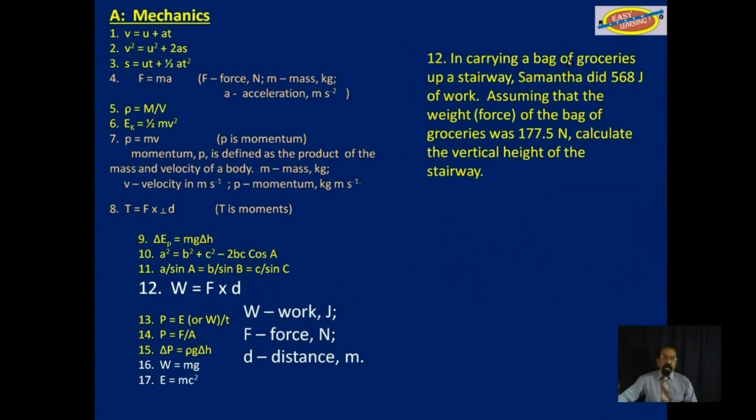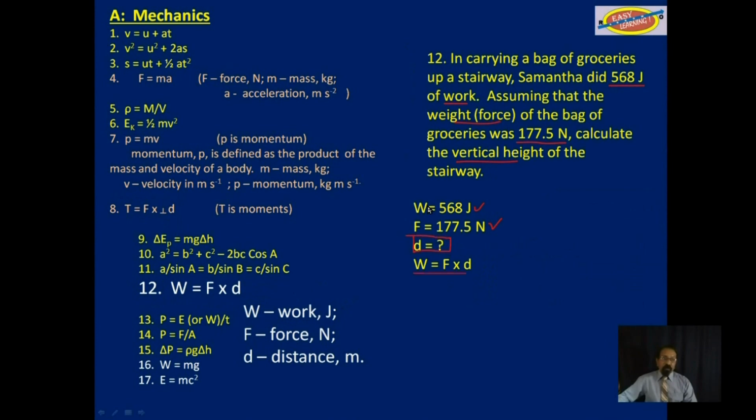In carrying a bag of groceries up a stairway, Samantha did 568 joules of work. Assuming that the weight or the force of the bag of groceries was 177.5 newtons, calculate the vertical height of the stairway. In other words, calculate the distance. So we know the work that she did. We know the force that she had to exert to move this bag of groceries. How far did she move it?